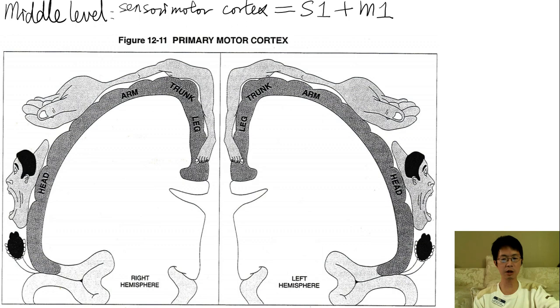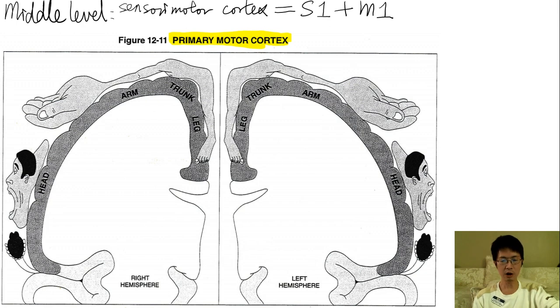That is your primary motor cortex. Just like S1, your primary motor cortex also has a homunculus. You also have a mini-me. You have a mini-me inside your brain. In other words, you have two mini-me inside your brain. One is on S1, one is on M1. The mini-me you see here is the mini-me on M1. Similar to S1, you see that your finger or your hand has a very large representation on M1.